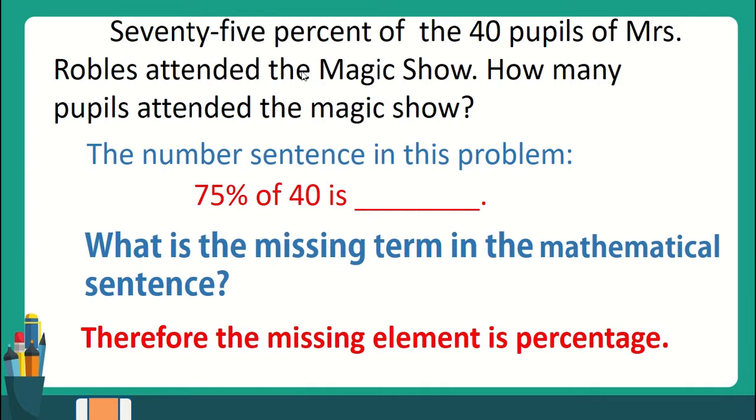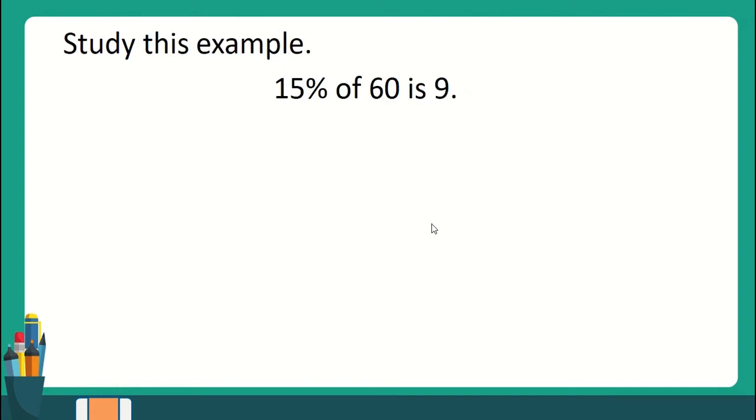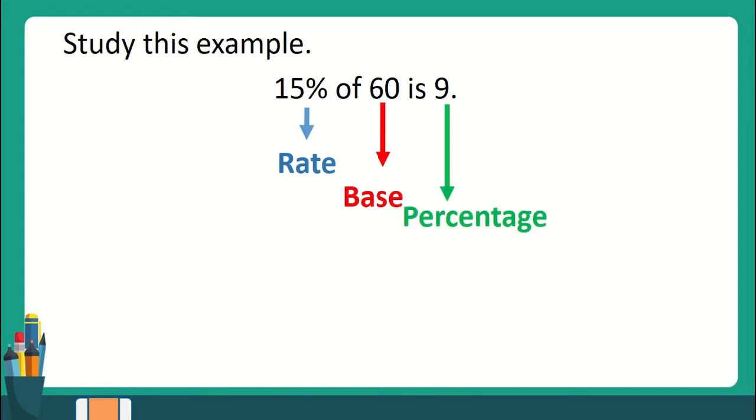So, to go back to this question, what is the missing term in the mathematical sentence? The missing element is percentage. So, study this example. 15% of 60 is 9. 15% is the rate, 60 is the base, and 9 is the percentage.